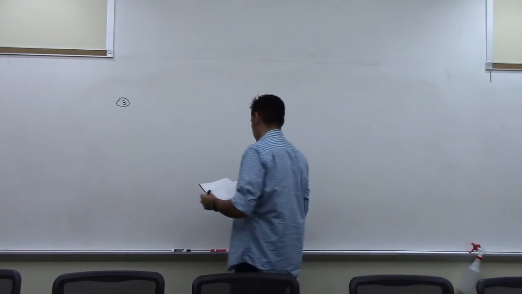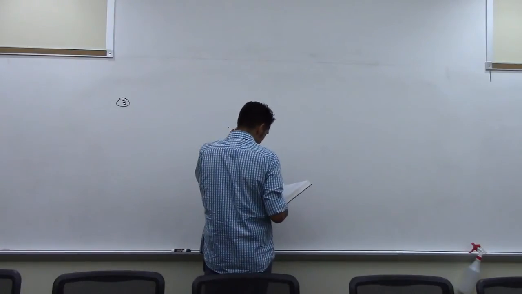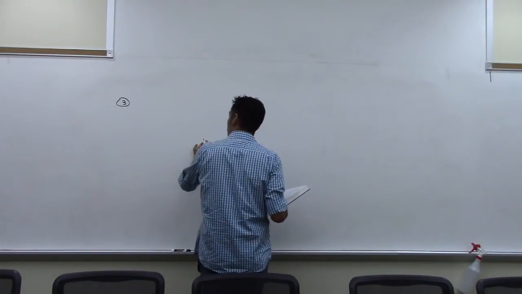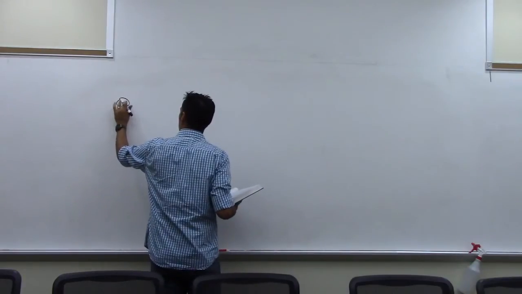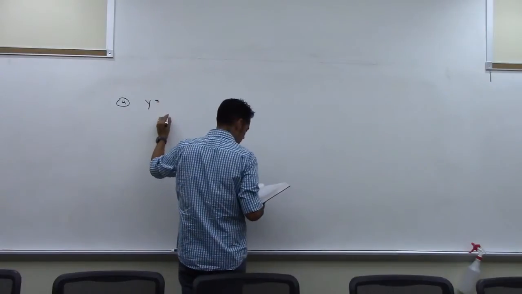For 3, find an equation of the tangent line to the curve at the given point. Wow, this is so similar. Number 3 is so similar to what we just did. I think I'm going to do 4, so I'm letting you do 2 and 3. I'm going to do 4, because the algebra in number 4 is just a little bit different.